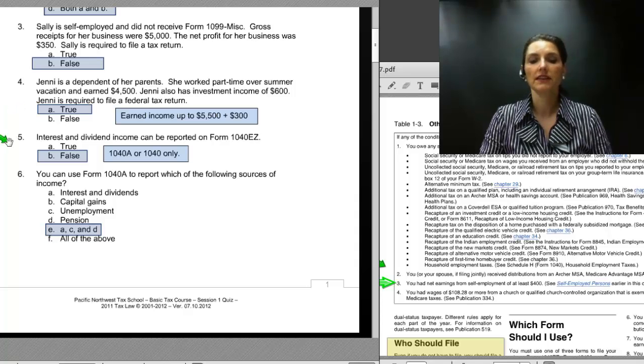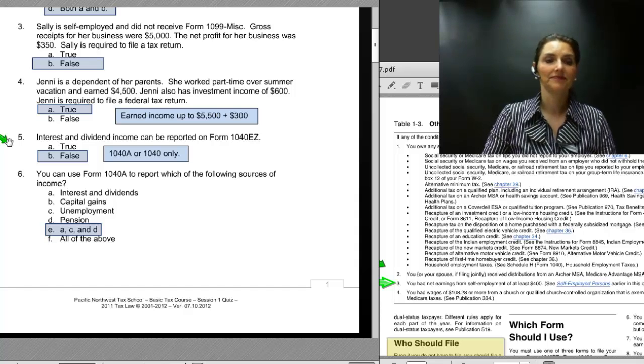Number 5, interest and dividend income can be reported on Form 1040-EZ. I don't think so. Interest income can be reported on 1040-EZ, but dividend income cannot be reported on 1040-EZ. Let's open up 1040-EZ and just take a look at what I mean.